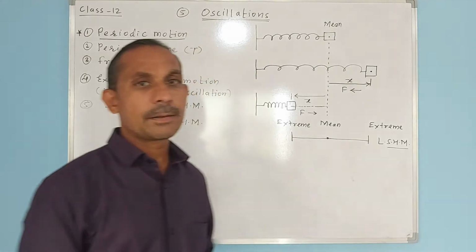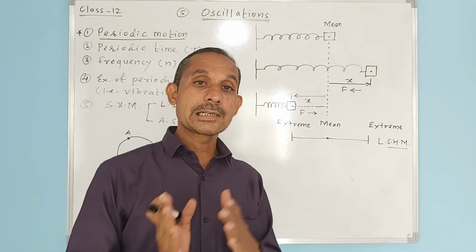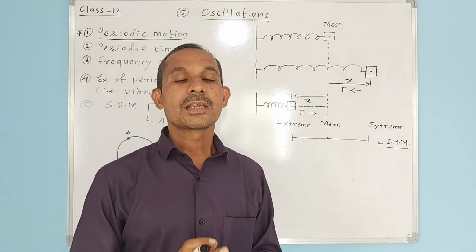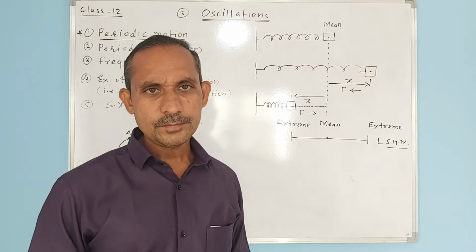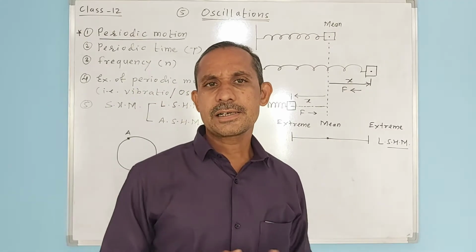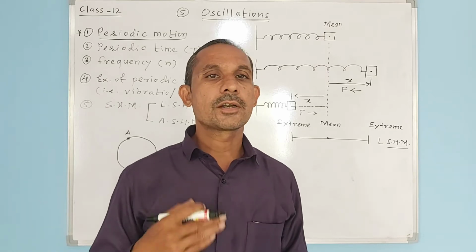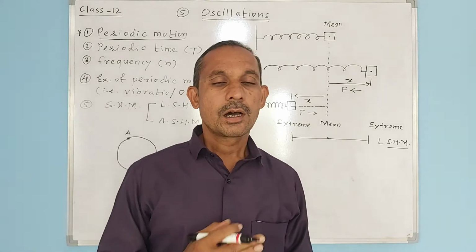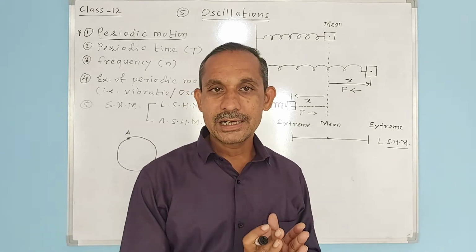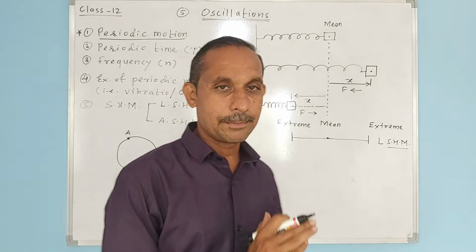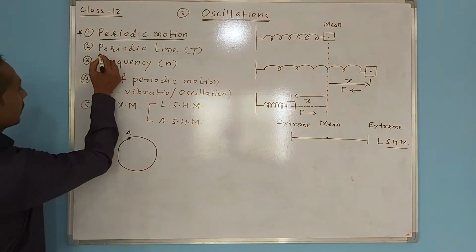In this chapter we will see another type of motion which is also a periodic motion, and that motion is called oscillations. Have you understood what is meant by periodic motion? Periodic motion means a motion which repeats itself along the same path after a certain definite or fixed time.